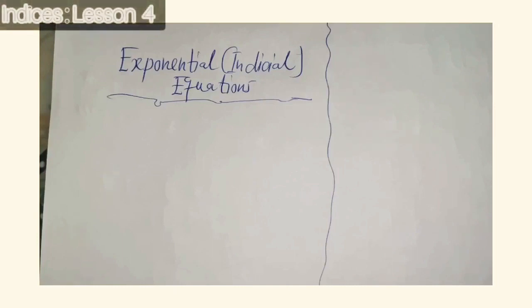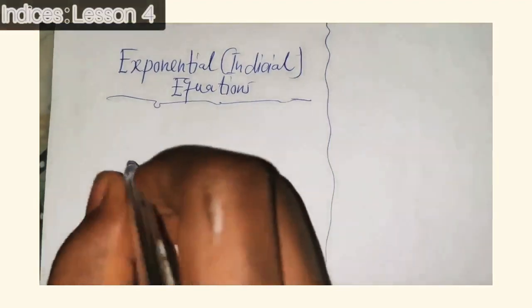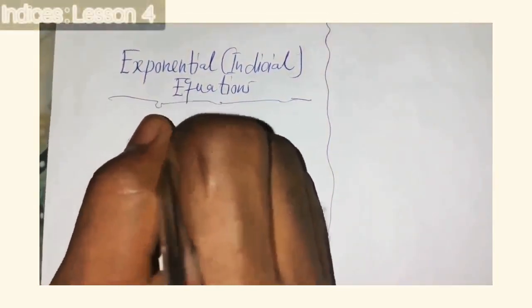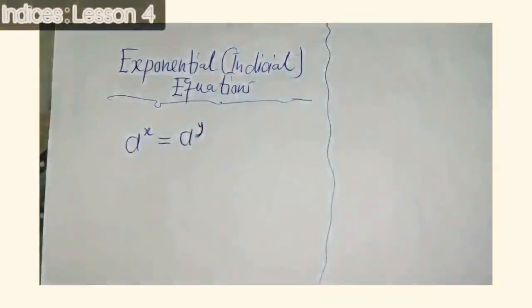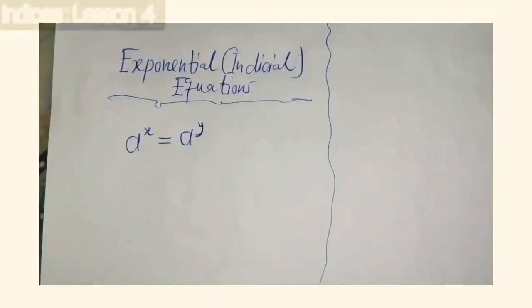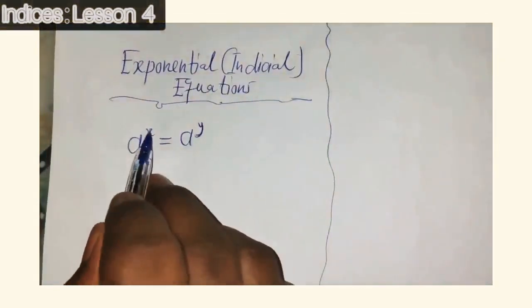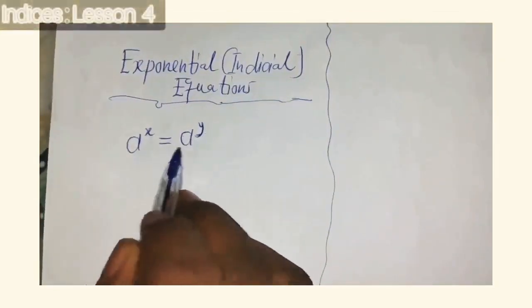All right, so we are looking at exponential equations or indicial equations. We are saying that exponential equations are equations which have the variable or unknown quantity as an index or exponent. So if I have a raised to the power x, and this is also equal to a raised to the power y, the unknown variables or quantities here are the x and y. To solve such equations, we always use the fact that a raised to the power x is equal to a raised to the power y, since they have equal base.